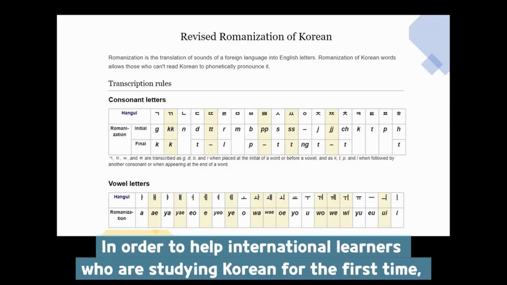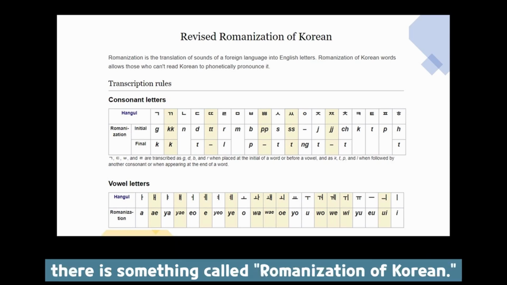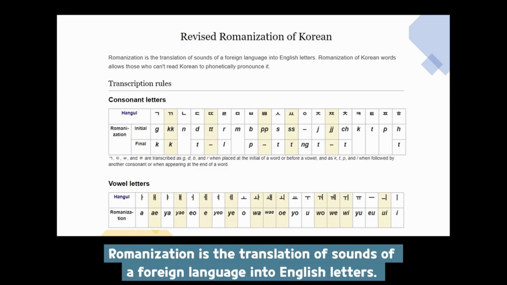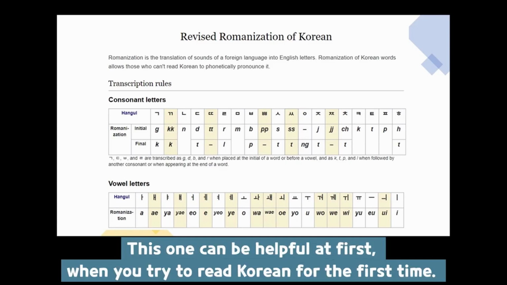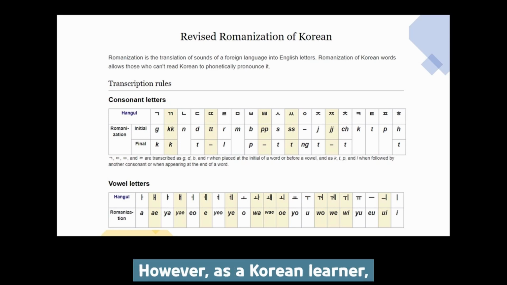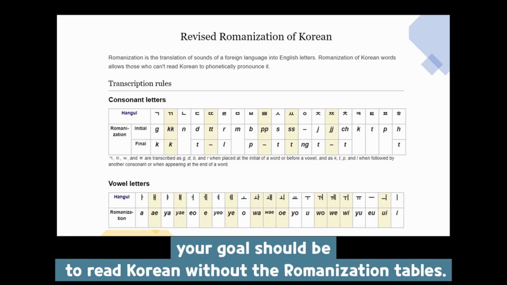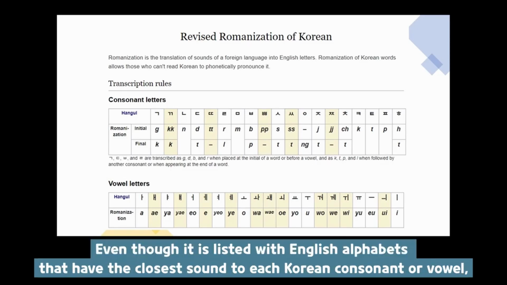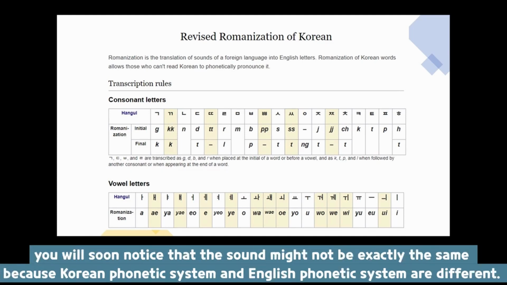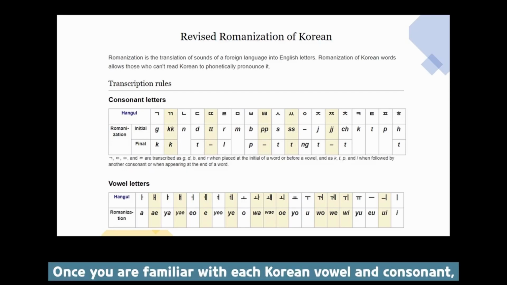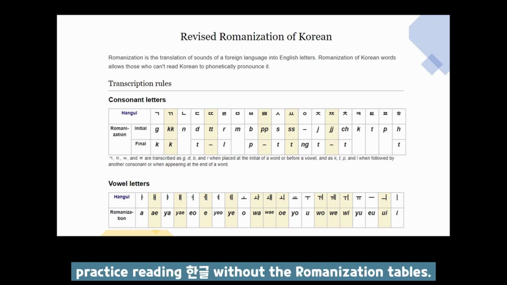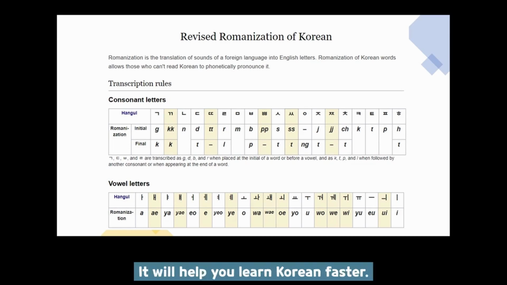In order to help international learners who are studying Korean for the first time, there is something called romanization of Korean. Romanization is the translation of sounds of a foreign language into English letters. This one can be helpful at first when you try to read Korean for the first time. However, as a Korean learner, your goal should be to read Korean without the romanization tables. Even though it's listed with English alphabets that have the closest sound to each Korean consonant or vowel, you will soon notice that the sound might not be exactly the same because Korean phonetic system and English phonetic system are different. Once you're familiar with each Korean vowel and consonant, practice reading Hangul without romanization tables. It will help you learn Korean faster.